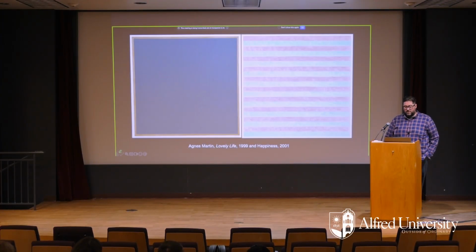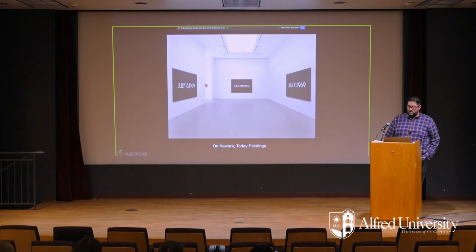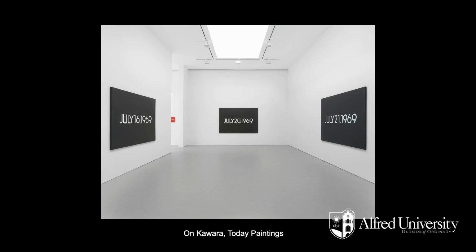Agnes Martin uses structure as a quiet container. Structure here isn't expressive, it's stabilizing, almost comfortable in a way. Martin wants you to view her paintings in peace. On Kawara uses structure to mark time, literally. The painting records every single day held in a strict repeated form. Structure here is the rule system, meaning unfolds through accumulation over time, and the system is the whole point.